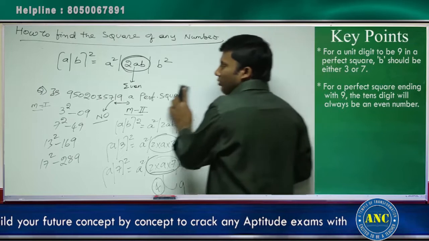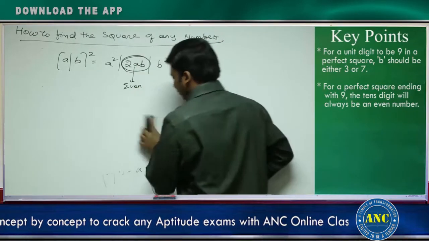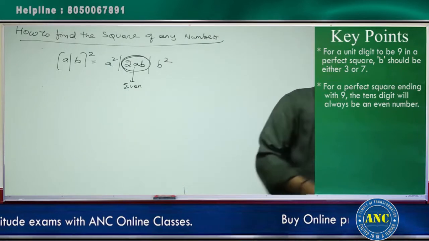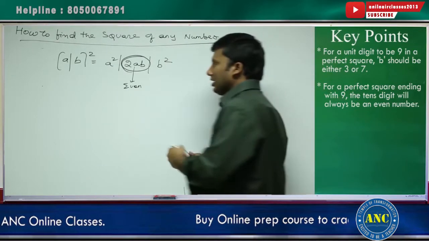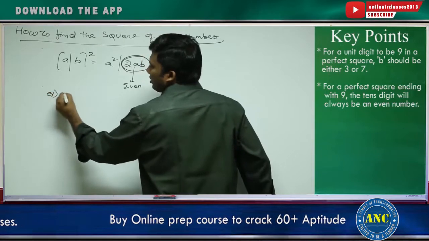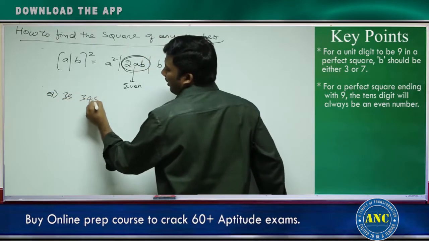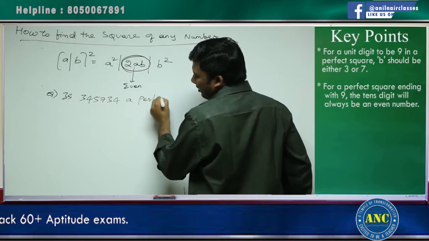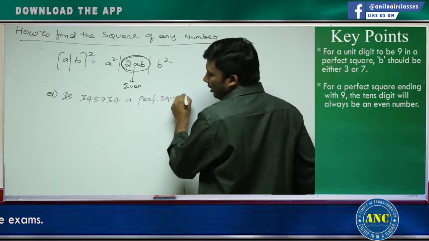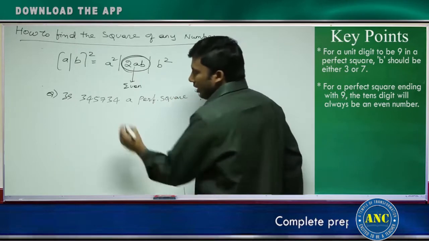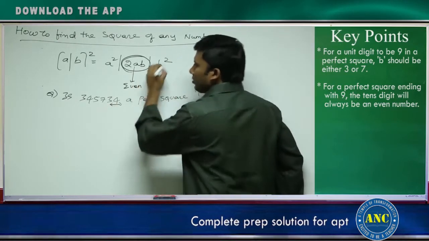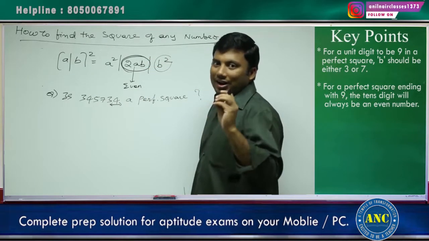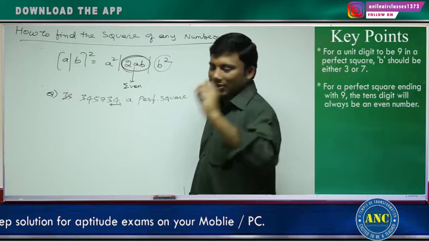Now, let us take one more example. For every concept, we will do minimum 2 problems so that you will not face any problem while understanding the concept. Is 345734 a perfect square? Again, this number is ending with 4. For b square to end with 4, what should be the value of b? Either 2 or 8, because 2 square is 4, 8 square is 64.